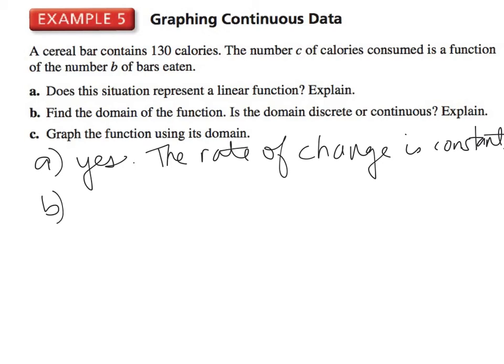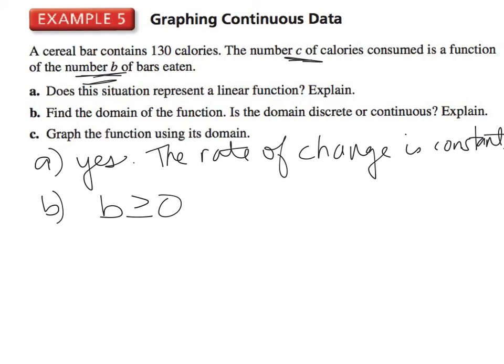B, find the domain. Well, okay, here's what we got to know. The domain is the number of bars eaten. So B is your independent variable. That means that B represents your input. The number of calories depends on the number of bars. Therefore, B, number of bars eaten, can be any value. Could you have 1 bar? Yes. Could you have 0 bars? Yes. Could you have negative something bars? No. So we know it has to be 0 and bigger.